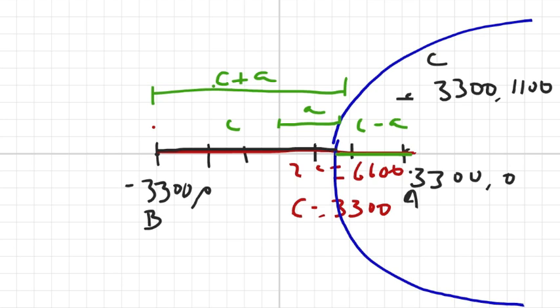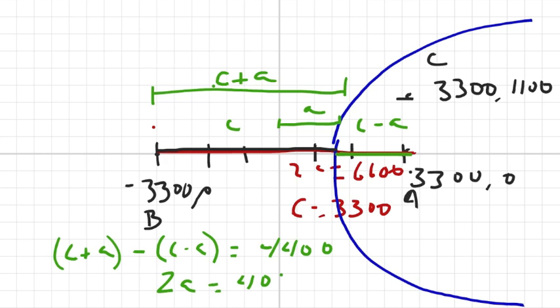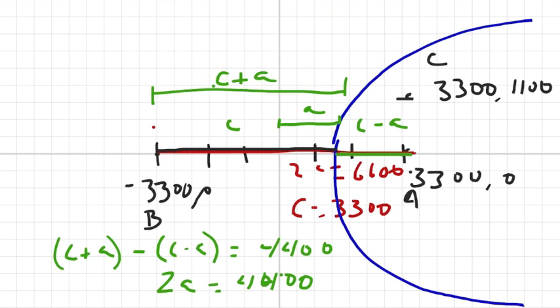The difference between those two distances, (c plus a) minus (c minus a), is 4,400, because it took 4 seconds, 4,400 feet, for the sound to arrive at B after it arrived at A. So 2a is equal to 4,400. Now we have another piece of information about our hyperbola, so we can continue solving it. We have x squared over a squared minus y squared over b squared equals 1. We know that 2a is 4,400, so a is 2,200.